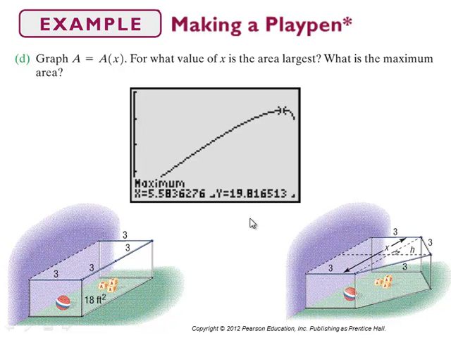and this area right here, 19.816513. So it turns out that when you place these opposite sides 5.5836276 feet apart, and of course these sides will bow out automatically, then you'll have maximized the area for that child to play in, about 19.8 square feet. And that's how you do that problem, folks. It's not that hard. It just takes some practice, okay?